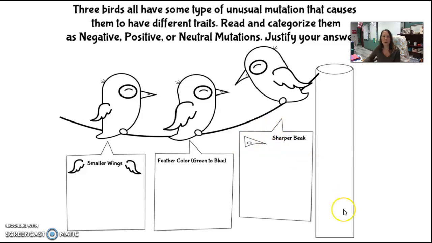And then the third one, a sharper beak. So do you think a sharper beak would be a positive or a negative, or do you think it wouldn't really matter? Write down what you think for that one.